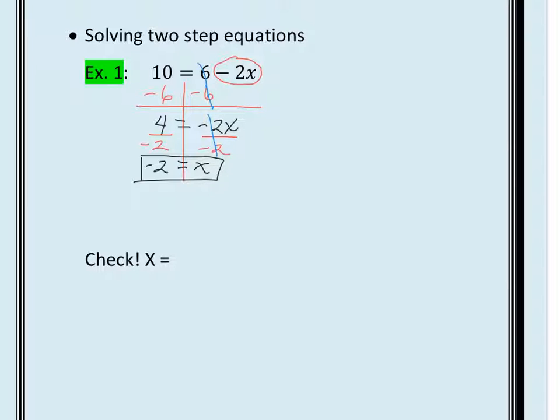So let's rewrite the original problem. 10 equals 6 minus 2 parentheses. Instead of the parentheses, we are going to replace x with a negative 2. We're going to perform this part first per order of operations. Negative 2 times a negative 2 is a positive 4. So we end up with 10 equals 6, and then this part right here gets replaced with a positive 4. Then on the right side, 6 plus 4 is 10, so we get 10 equals 10, and it does indeed check. Next problem.